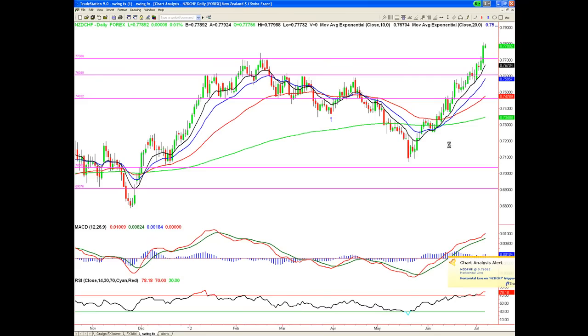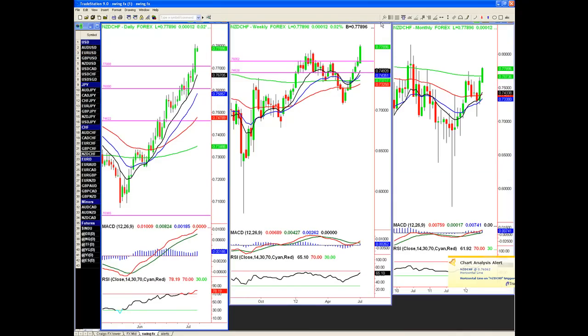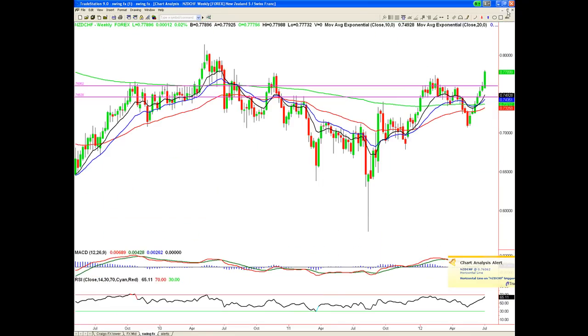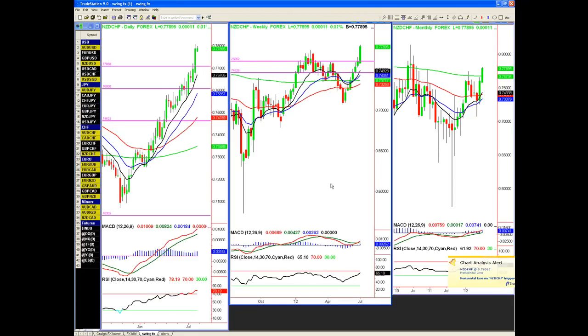Now guys, here's another one. Kiwi Swiss. I'm not going to go into too much detail because you can see we've got a beautiful trend right there across all time frames. We are in an uptrend on the daily, weekly, monthly, and it looks just wonderful. There's going to be some great trading opportunities out there this week.